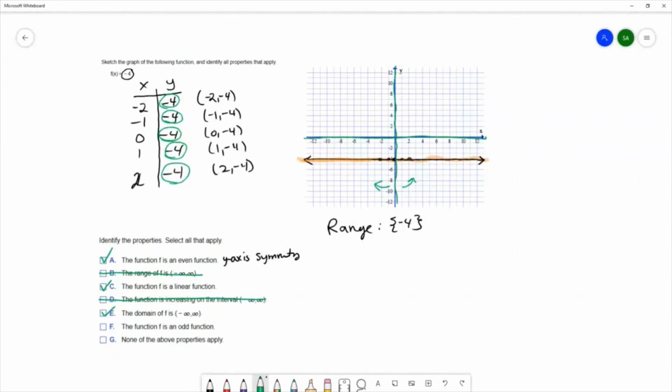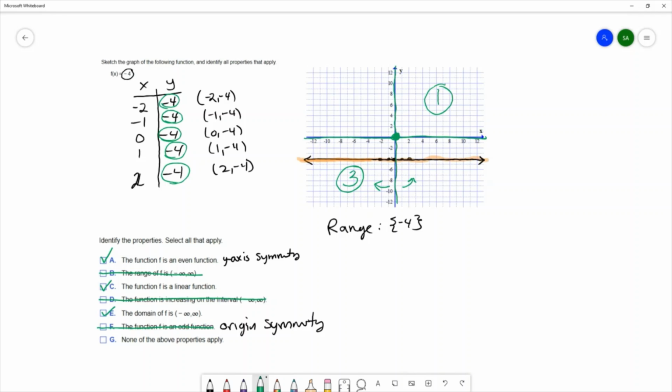The next property says the function is an odd function. An odd function has origin symmetry. So origin symmetry would be reflecting, have a mirror image around the origin. So opposite quadrants would have a mirror image. So if I look at quadrant 1 versus quadrant 3, you can see quadrant 1 has no piece of the graph in it, and quadrant 3 has a piece of the graph, and so these are not mirror images of each other, and so this function is not an odd function.